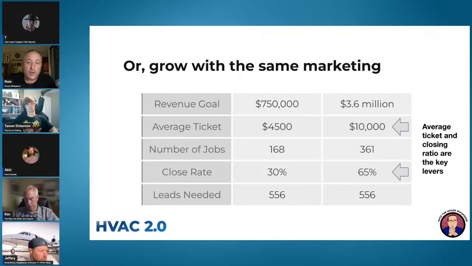So anyway, key thing to note here, if you hadn't figured this out already, and hopefully you have, average ticket and closing ratio, those are your two critical levers for your top line sales.